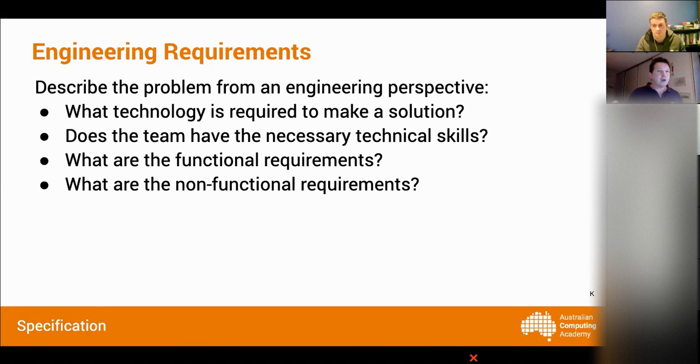The engineering requirements, we ask ourselves questions like, what technology is required to make a solution? Do we have the necessary technical skills? Do I speak that language that is needed here? Do I know the database, for example? Do I know the user interface framework? Important things to know. We ask ourselves, what is this thing supposed to do at its core? And what are the non-functional requirements that we need to consider as well in terms of accessibility, for example?